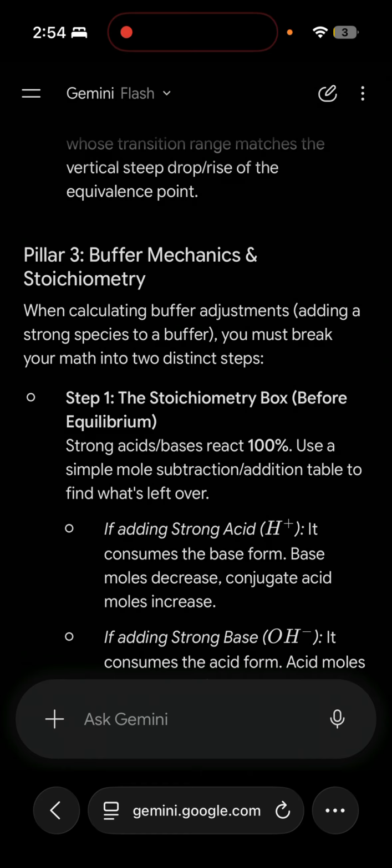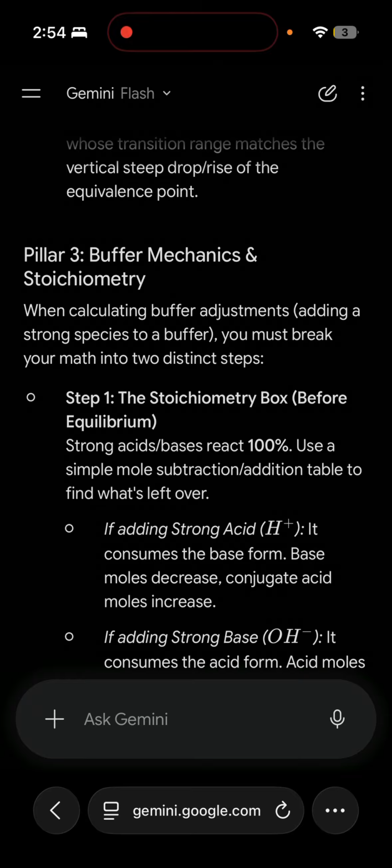Okay, titrations and buffers. The Henderson-Hasselbalch equation for buffers: pH equals pKa plus log of conjugate base over weak acid. Use this for buffer solutions when you mix a weak acid/base with its conjugate salt.